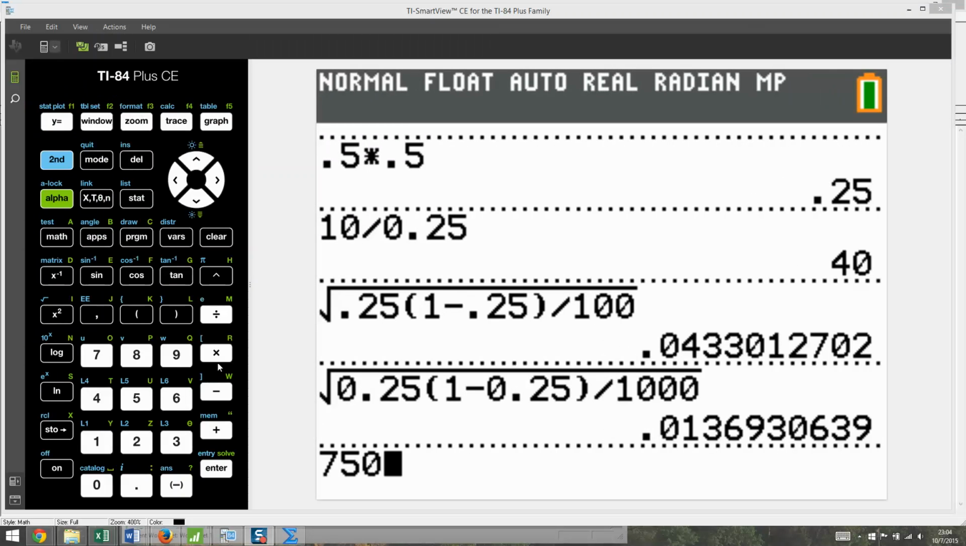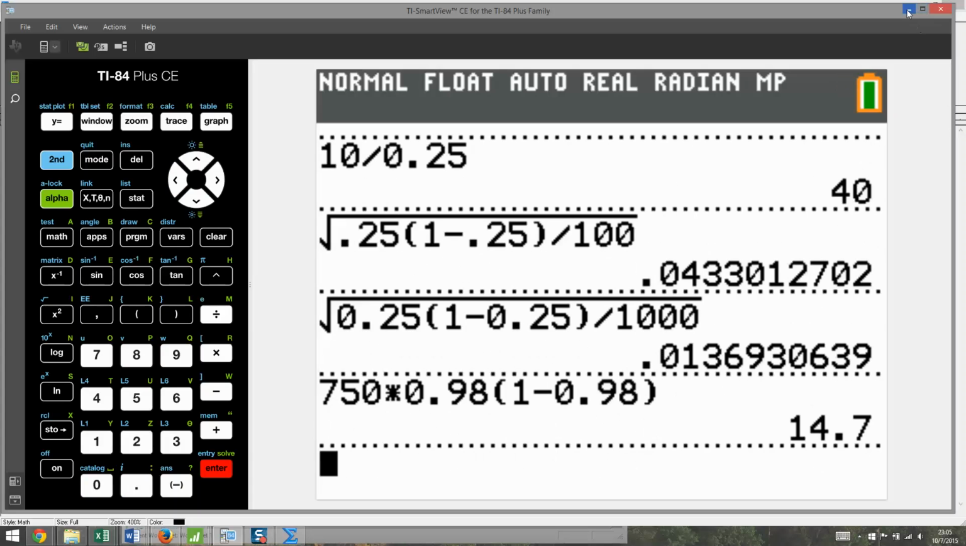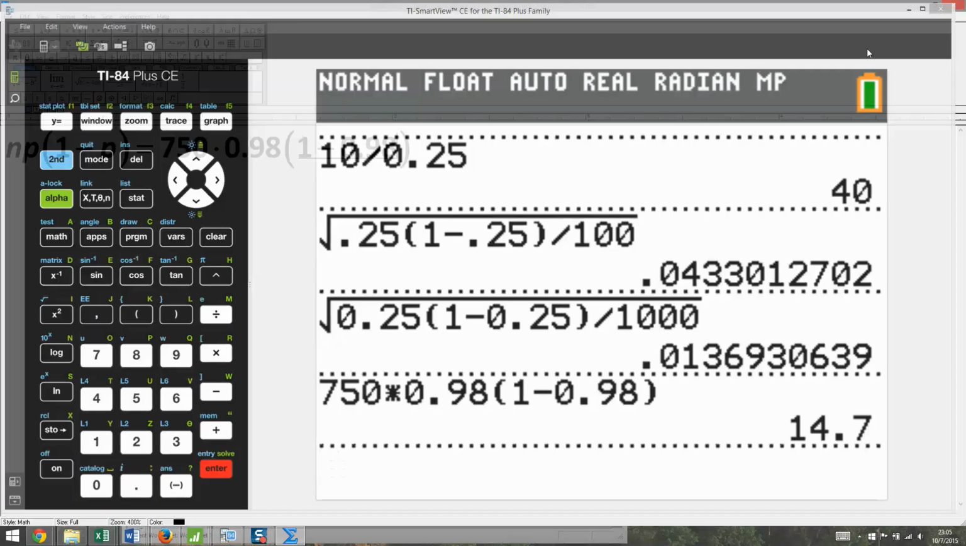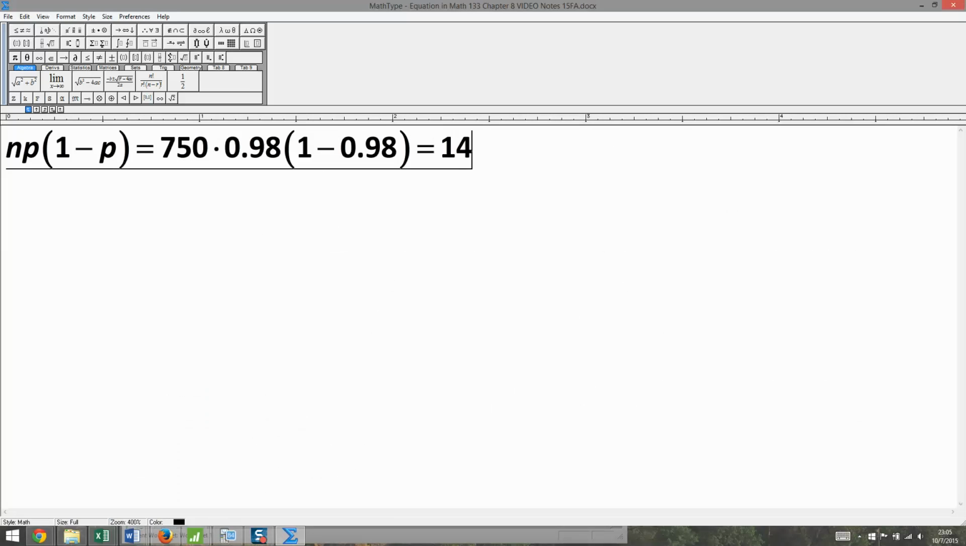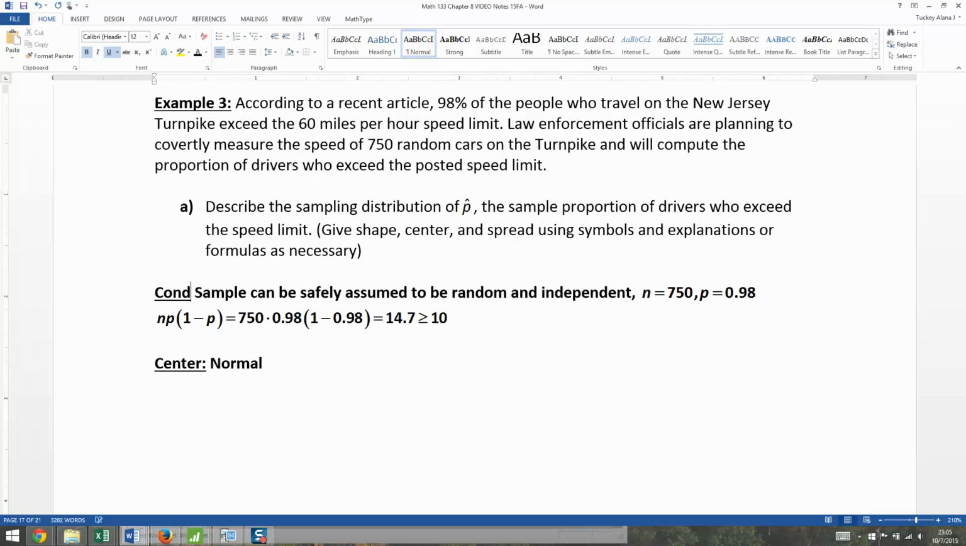750 times 0.98, parentheses, 1 minus 0.98, close parentheses, enter. I get 14.7. And 14.7 is indeed greater than or equal to 10. So, yay. We've proven our 3 assumptions are met. I guess I should say conditions. So we've met the 3 conditions right here.